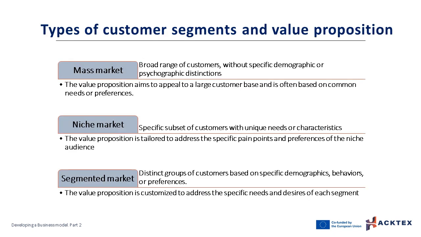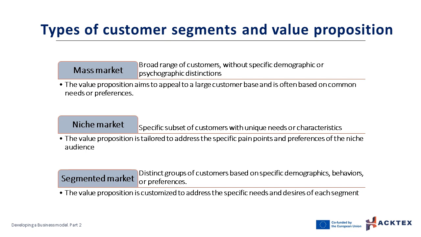Types of customer segments and specific value propositions. Mass market. Mass market segments target a broad range of customers without specific demographic or psychographic distinctions. The value proposition aims to appeal to a large customer base and is often based on common needs or preferences.